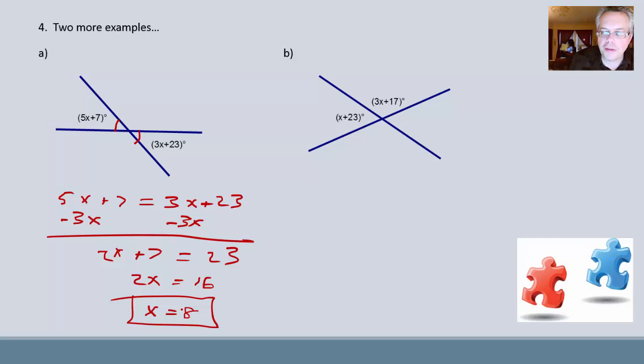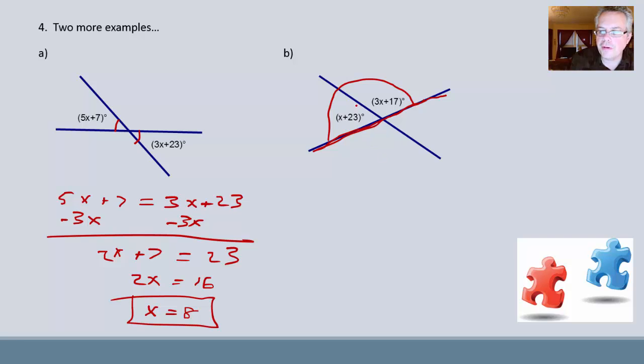All right, we have to be careful though. So we have to look at this situation. These two angles that are labeled are not vertical angles. They form a straight angle. They're a linear pair. They form a straight line. So this is the straight angle right here. So they're not equal in this case.